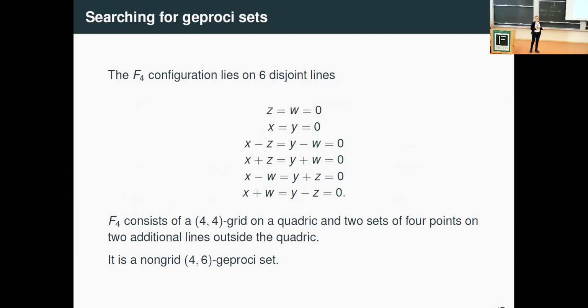So 2 D4 configurations grew up to an F4 configuration of 24 points, which lies on 6 disjoint lines, and is a 4-6 Geproci set. It is built up with a 4-4 grid on a quadric, and 2 sets of 4 points which are aligned. So in the case of D4 there was a 3-3 grid inside and a line outside. Now we have a 4-4 grid and 2 lines outside of the grid.